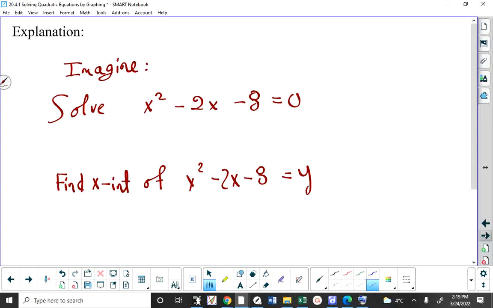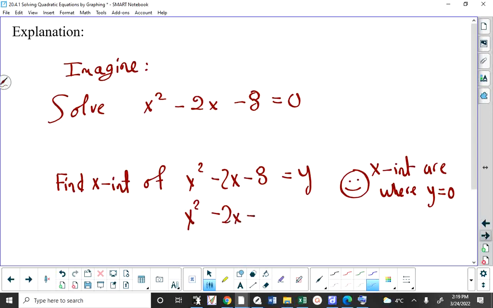What do you always do to find x-intercepts? You change y to 0. If I say find the x-intercepts, you're going to go, oh, x-intercepts are where y equals 0. So you're going to take this equation, rewrite it, and it becomes that, which is the equation that you're solving. It's just that what we're doing is solving that equation in a non-algebraic way. We're looking at the graph.